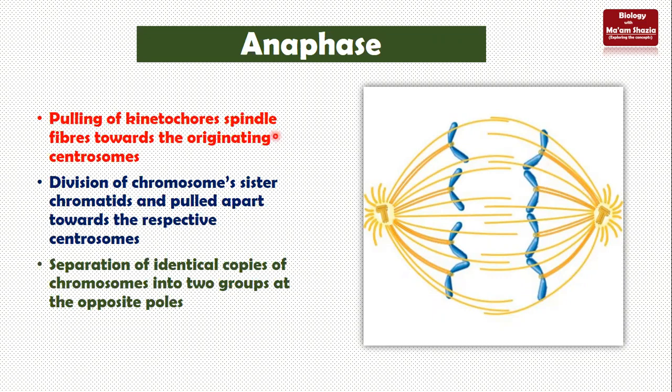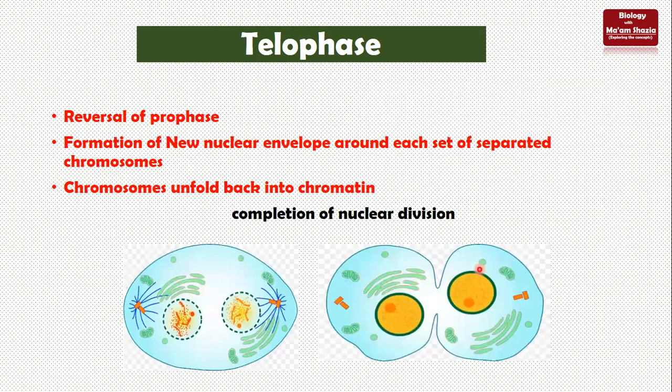Pulling of kinetochore spindle fibers towards the originating chromosomes. So they pull towards the centrioles. Division of chromosomes, sister chromatids then pulled apart towards the respective poles, and separation of the identical copies of the chromosomes. So this is chromosome number one, this is chromosome number one, and that was chromosome number one before they got copied. So then telophase.